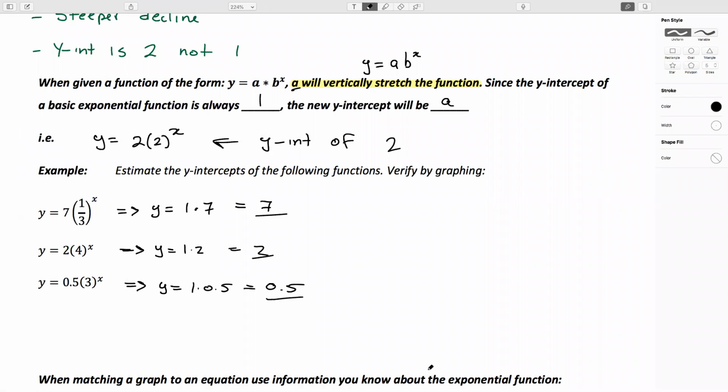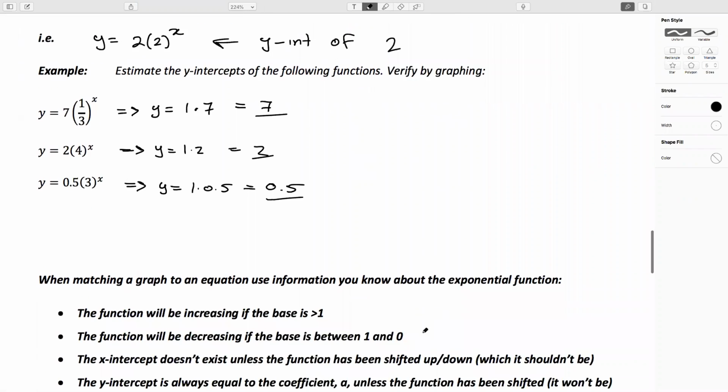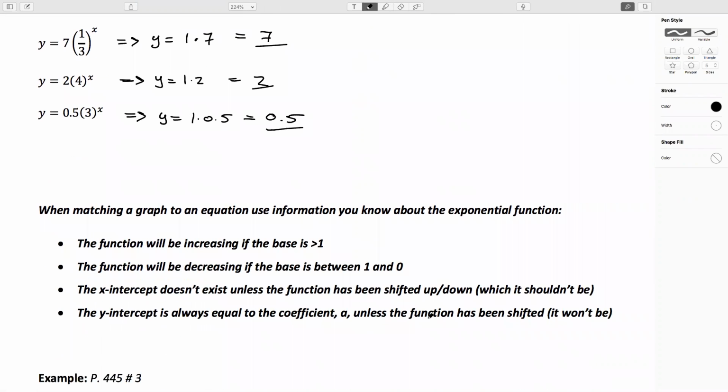So we've kind of looked at general functions. Let's just make some rules. Let's talk about what to look for, what characteristics you'll have. If the function is increasing, the base is greater than 1, and you'll end up with a function that looks something like this. If the function has a base between 1 and 0, it will be decreasing. So it'll look like this.